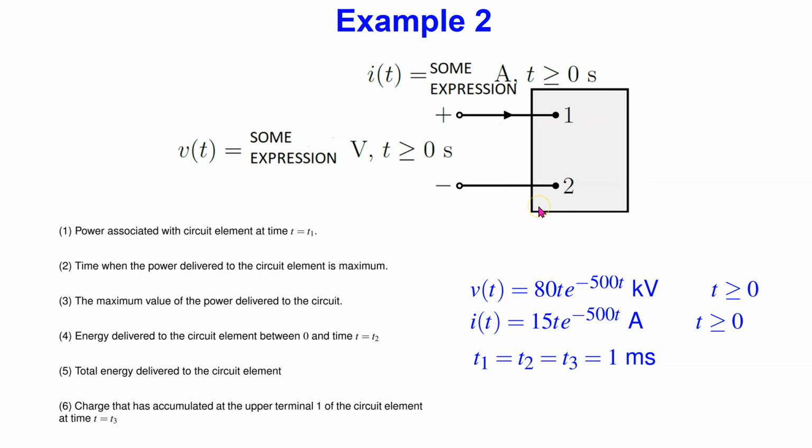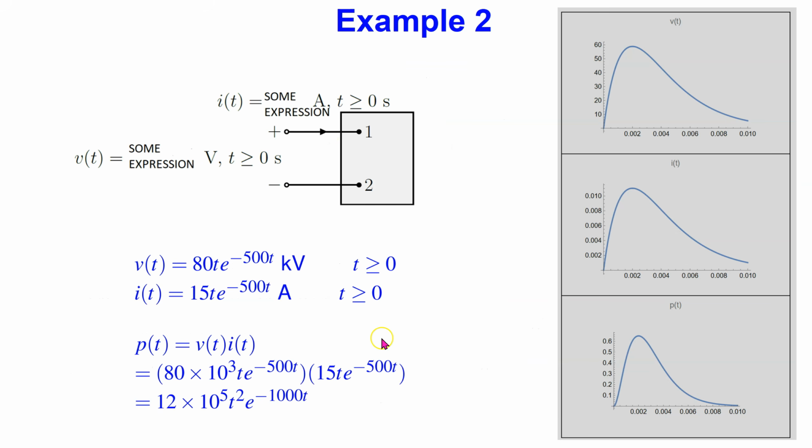Finally, let us consider a complicated example. Here the voltage is in kilovolt. Both voltage and current are products of linear and exponential functions. The plots for the voltage, current, and power are shown here. In this example, all the three variables first increase to reach a maximum value and then decrease. We can see that for the power, the maximum value occurs at a non-zero time value, and this is different to the previous example in this video.